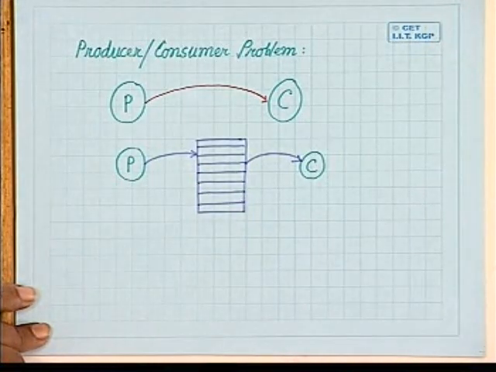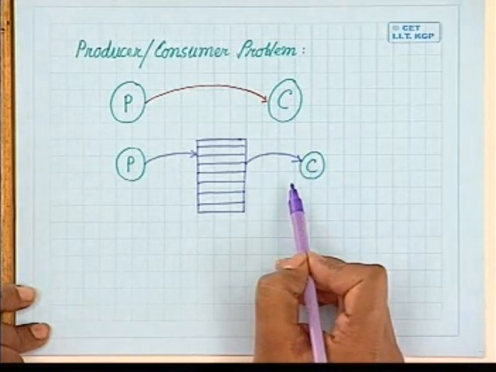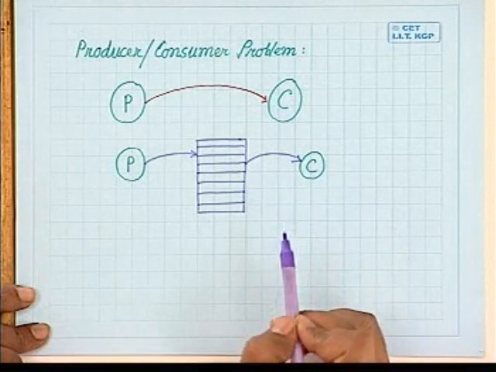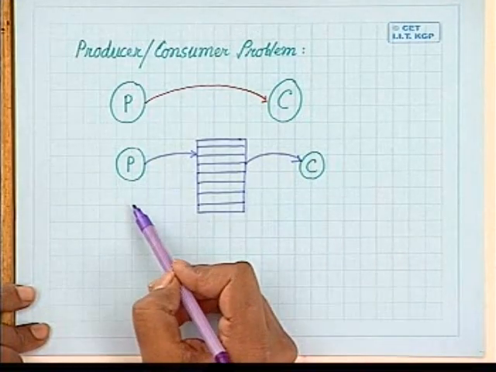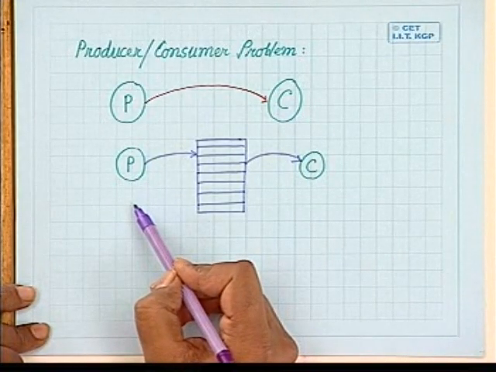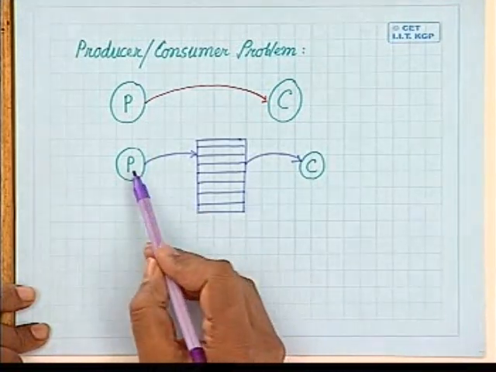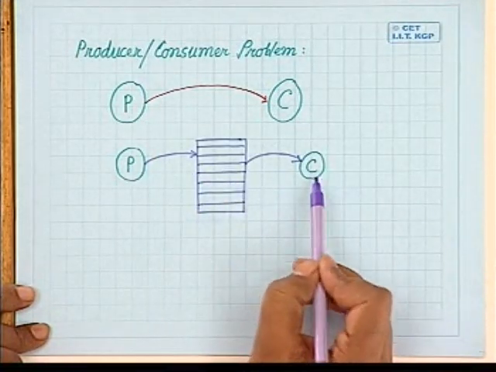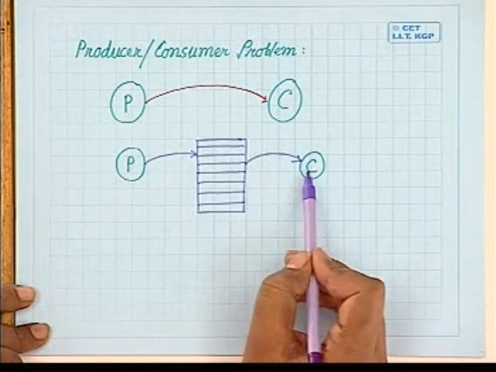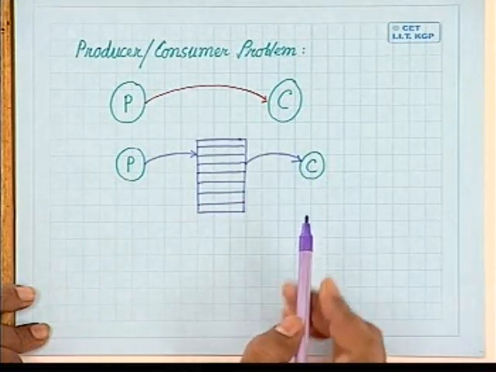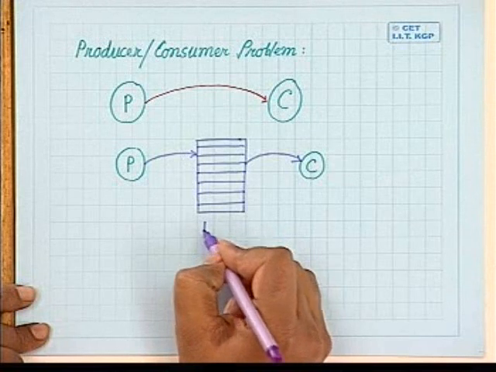So, in this case, even if the consumption rate of the consumer is less than the production rate of the producer, there should not be any problem, because the producer will produce the items and put them in the buffer. And the consumer, whenever it needs an item, will consume the item from the buffer. So, this is the buffer pool.